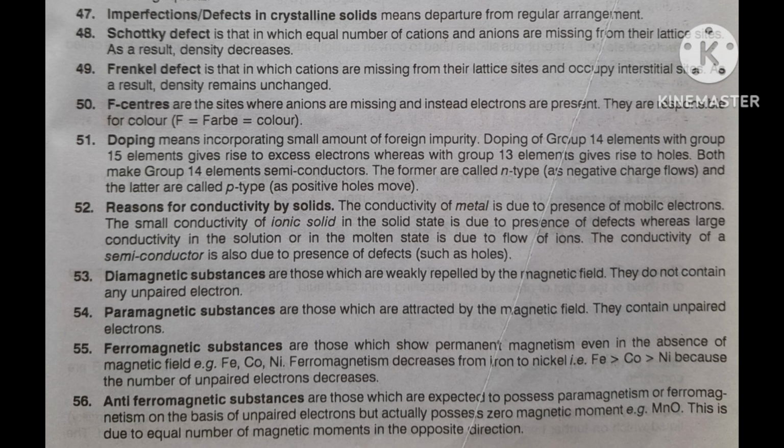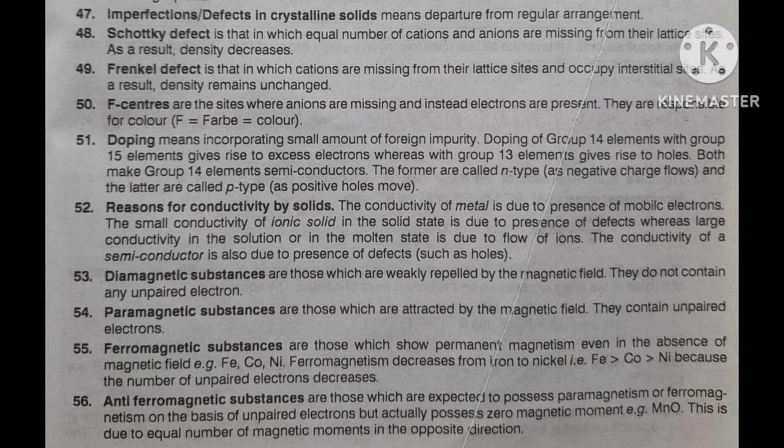Correct? Negative and positive charge can be created by mixing atoms from group 15 or atoms from group 13. Both actually make group 14 elements semiconductors. By mixing, now it will become a semiconductor.